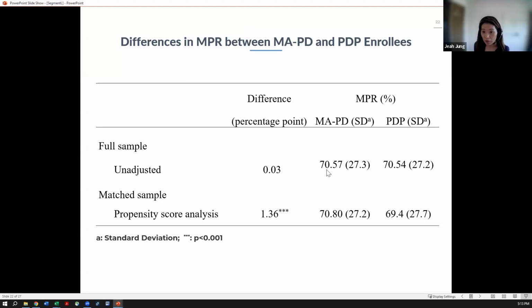NPR in MAPD was 7.57, and this is 7.54 in PDPs. And then in the matched sample, this was MAPD 7.8, and then PDPs 9.4. The difference is 1.36 percentage points, and this was statistically significant. I will come back to this number. A 1.36 difference in NPR is really significant.